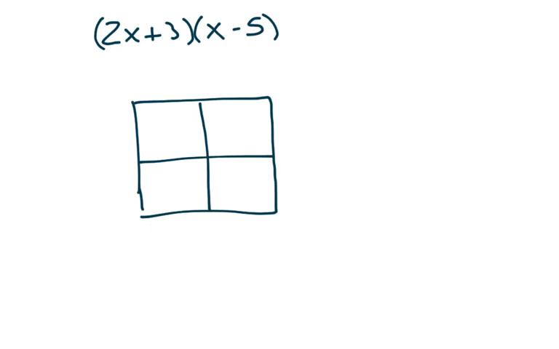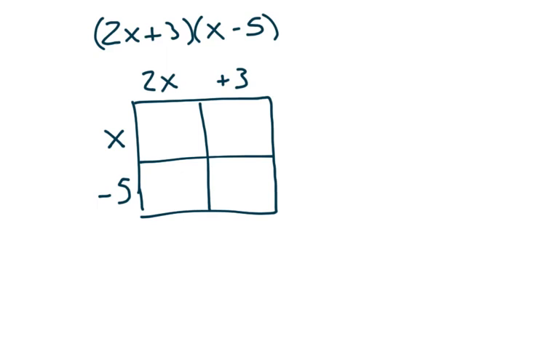So you just make a box. This is only a 2 by 2 because we have 2 terms in the first parentheses and 2 terms in the second parentheses. And then 1 term goes by each box. So if you want to do the first one here on top, we have 2x and a positive 3. And on the side, I have an x and a negative 5. Again, it doesn't matter what you put across the top and what you put on the bottom. And then we do our multiplying.